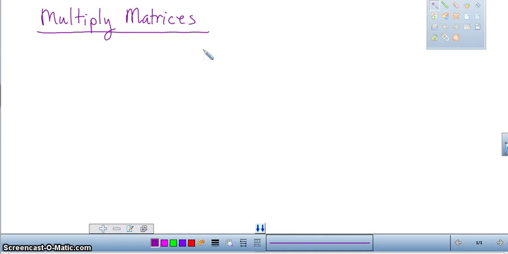Okay guys, we are going to look at multiplying matrices, and this is a review from Algebra 2. And I know some of you have already told me that you didn't like it, but hopefully the second time around it's better. Okay, when you multiply matrices, the one thing you have to remember is that when you have your two matrices, you always have row by column.